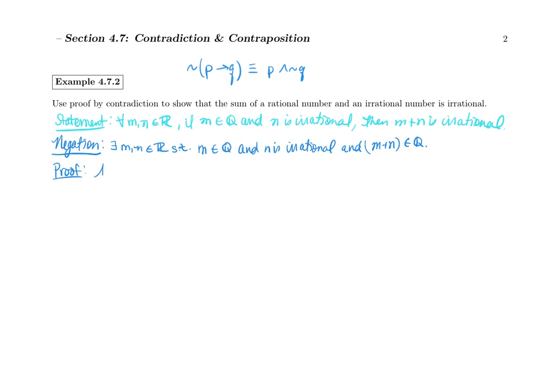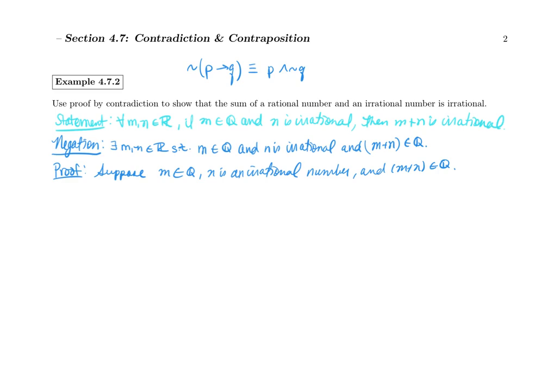Let's suppose m is a rational number, n is an irrational number, and m plus n is rational. So remember, because it's a negation, it's no longer an if-then conditional. We can suppose the entire thing is true because it's all a bunch of conjunctions. So we're going to suppose that m is rational, n is irrational, and m plus n is rational.